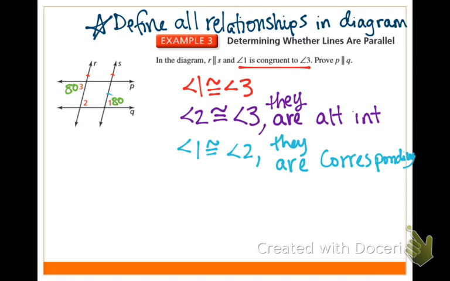We then said 3 and 2 were alternate interior. So then what's the measure of angle 2? 80. We then said 1 and 2 were corresponding, so they also have to be congruent. Is that true? Yes. Because all of these relationships are true, this is enough to prove that P is parallel to Q. All of the relationships fit in perfectly. That's all you have to do. Questions on a problem like this?